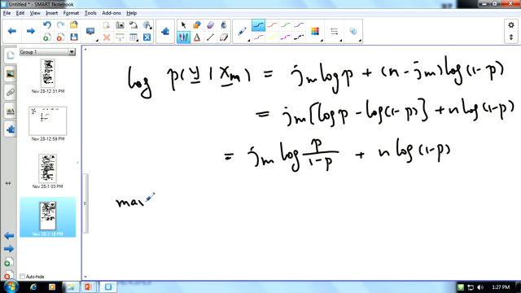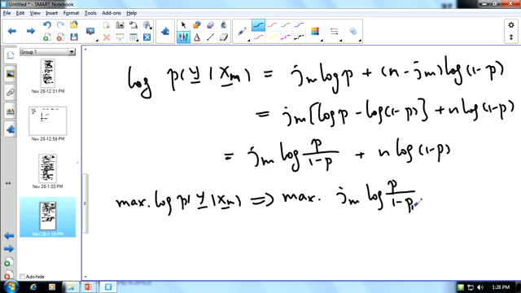So maximize the log likelihood ratio is equivalent to maximize Jm log p over 1 minus p. And the second term is a constant. It's independent of our choice of m. Okay? You can put the second term there, it's not going to affect anything, right? It's equivalent to choose the m to maximize this thing.